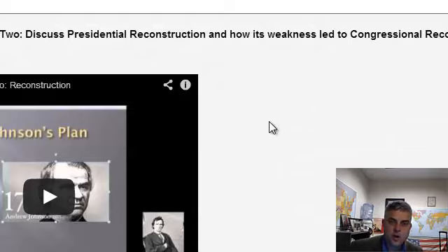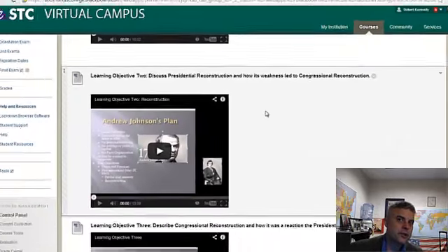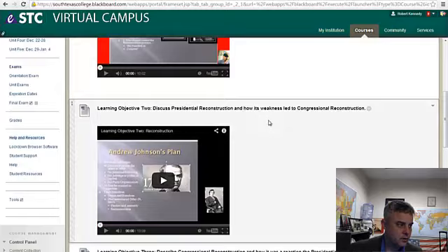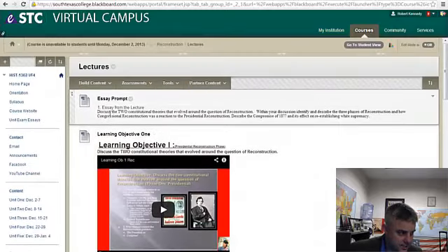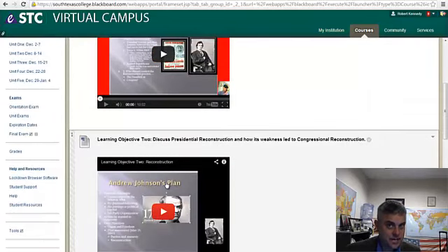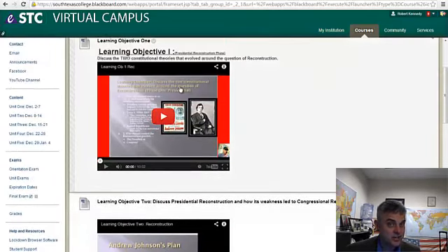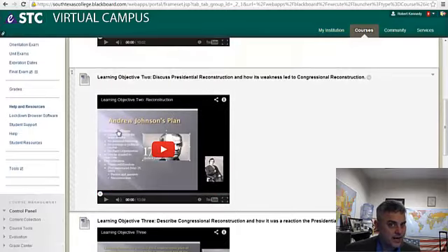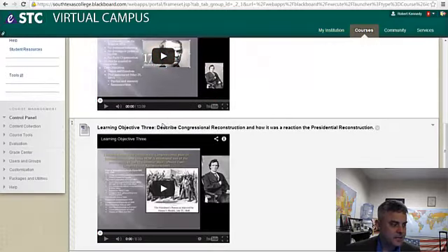Discuss the presidential reconstruction and how its weaknesses led to congressional reconstruction, right? And so you notice that this is coming straight from the essay question, right? They're related. So this is the first part of the essay. This is the second part of the essay. This is like the introduction right here. This is part of the body of the essay.